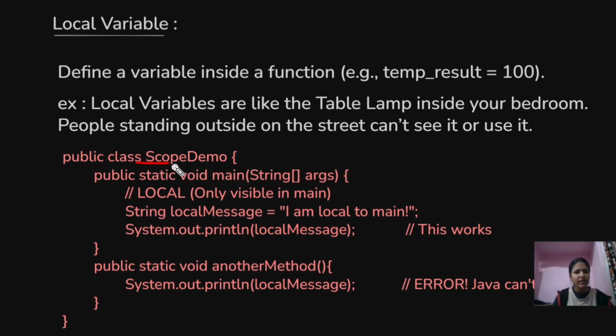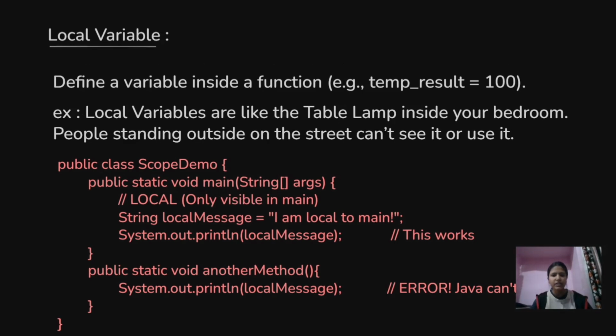First we create the class ScopeDemo, and in the void main function, a string localMessage is the local variable, which is declared in the main function, and we print the local message. So in the main function it simply prints the local message, "I am local to main", which works. Why? Because its scope is this function, these curly braces. But on the other side, if we try to access it in another function, another method, and print localMessage, it gives an error. Java can't see it here.